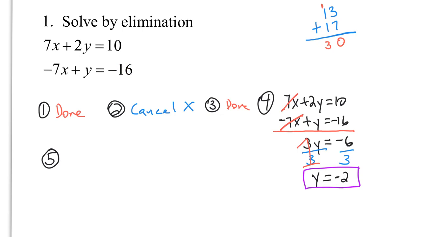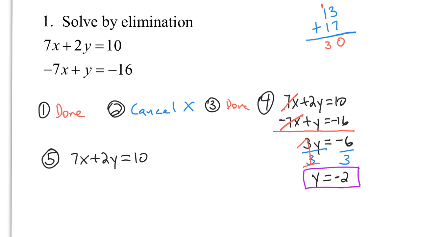16, just the number 16, is bigger than 10. But it has a negative, and we also have a negative up here. So I always try to avoid negatives. So I'm going to use the top. Can you use the bottom? Yes, you can. And you will get the same answer. So I'm just going to rewrite the top. 7x plus 2y equals 10.